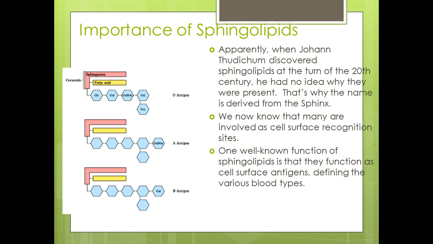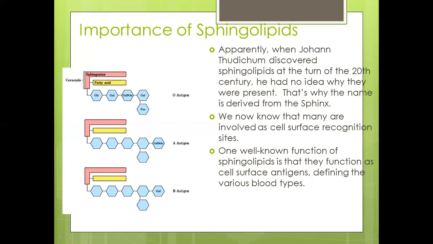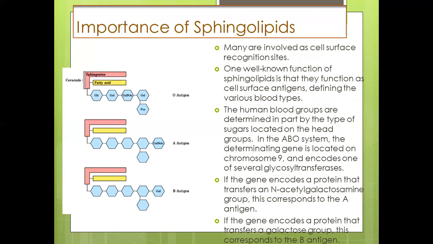This is the antigen that will bind to any other antibodies. So for example, you have the O, A, B antigens. That's what they have discovered on the sphingolipids. Many are involved in cell surface recognition sites, and one well-known function is that they function as surface antigens, where we define our blood types. I hope that you know your blood types.